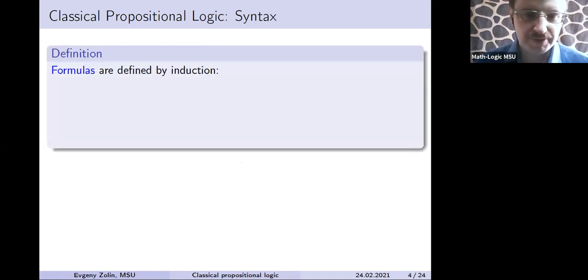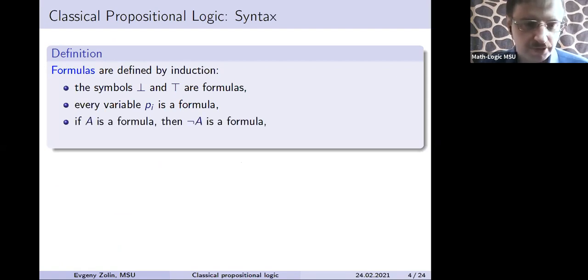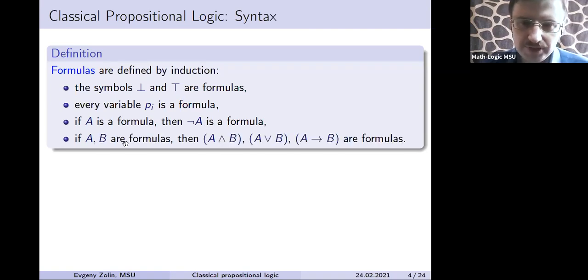Okay, so formulas will be built by induction. The simplest formulas are true and false and variables. Each of these symbols is a formula. Now, if you already have a formula A, then not A is a formula. You don't need parentheses here. And if you have 2 formulas already built, A and B, then you can build A and B, A or B, A implication B, with parentheses. For unique reading of formulas, you need parentheses here.